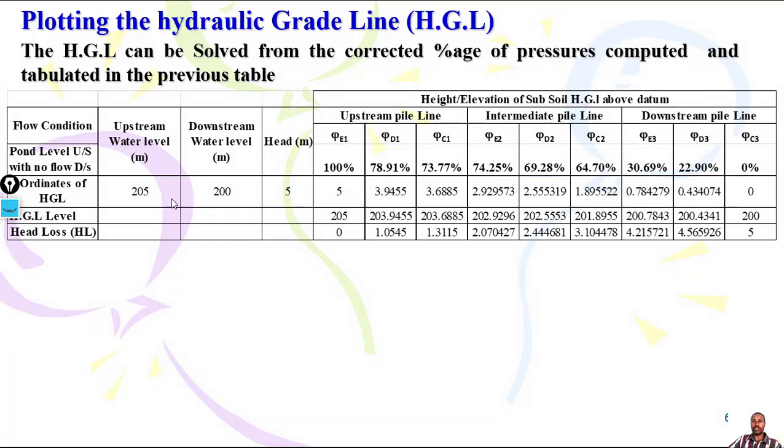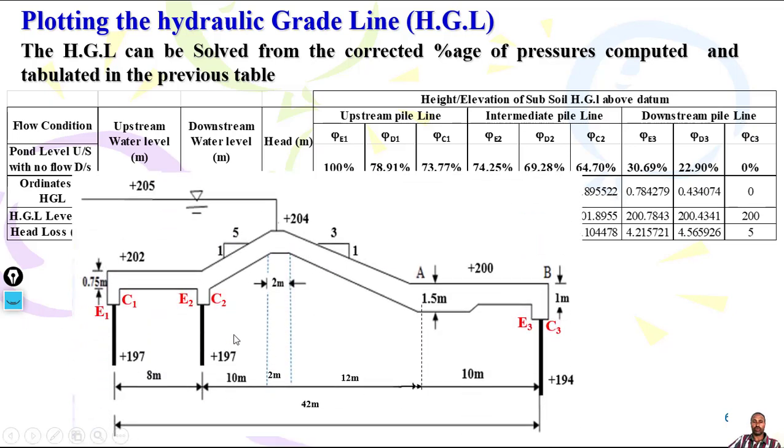Now, let us see. If you multiply by the percentage of pressure, this by this one, this by this one, it goes on like that. And for the hydraulic grade line, you have the hydraulic grade line level, 205 first, then there is a drop in water level, and the head loss will be computed. So this is the overall concrete glacis weir. So you have P1, C1, etc. Then the hydraulic grade line will go like this.